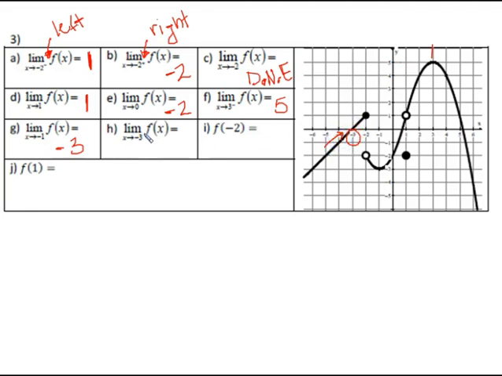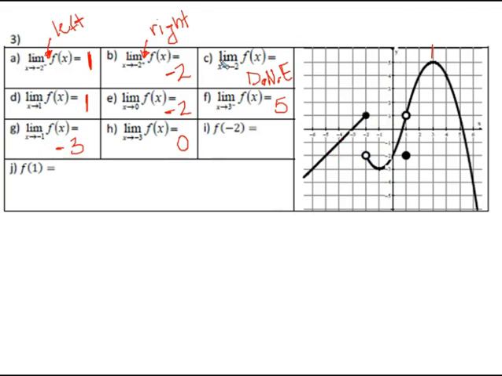All right, part H, we want to approach -3 right there, and as I go from the left, because it's an overall limit, there's no plus or minus, as I approach from the left, I get close to a y value of 0. As I approach from the right, I get the same y value of 0. So we got 0.